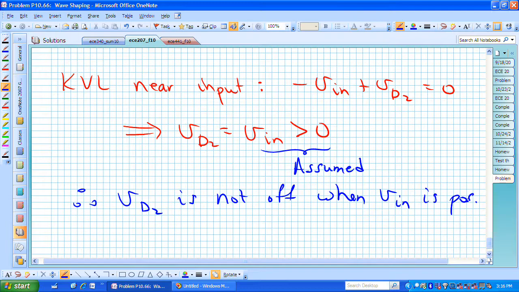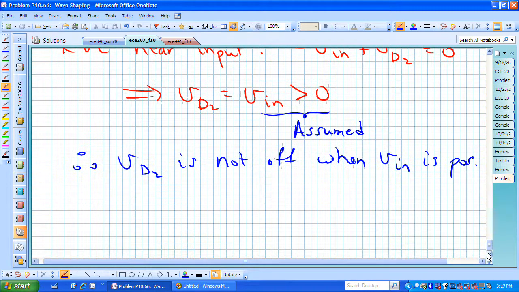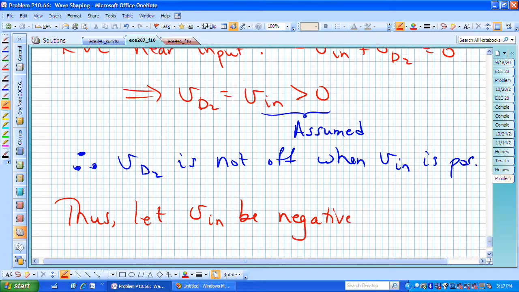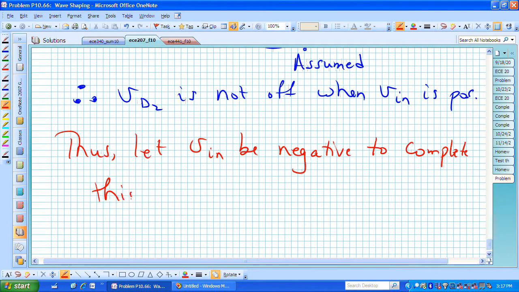Or another way of continuing is to just say, well then if that's the case, then we're actually in the situation when Vn needs to be negative to do the analysis of the circuit that we presently have. So let's just switch the sign and say, thus, let's let Vn be negative for now in this circuit configuration. So now let's let Vn be negative, to complete this part of the problem.